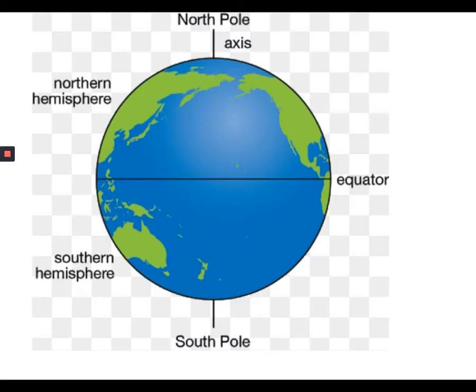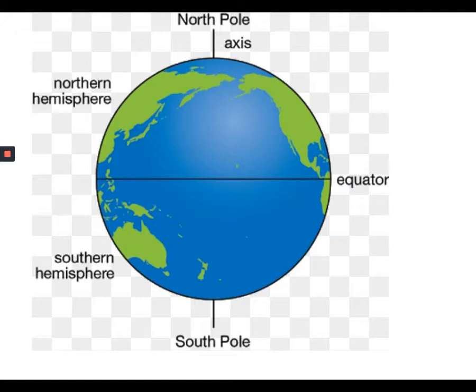So this is the Earth, and the first term that we're going to get to grips with is the equator. You probably know it, you know what it means. Maybe you don't know the exact meaning of the word, but it is a line that splits the Earth in two. So equator comes from a Latin term meaning equal, so it splits the Earth into two equal parts, a northern half and a southern half.